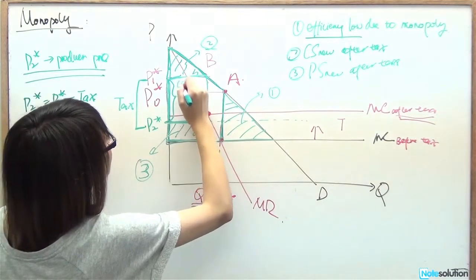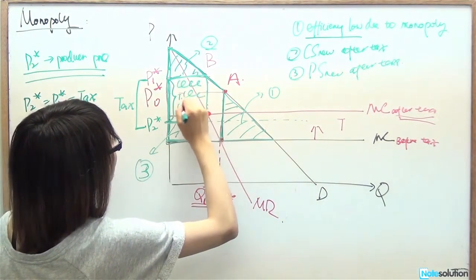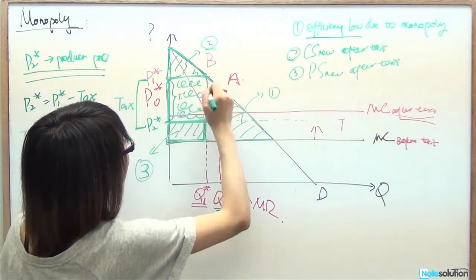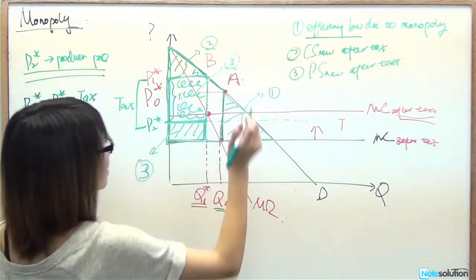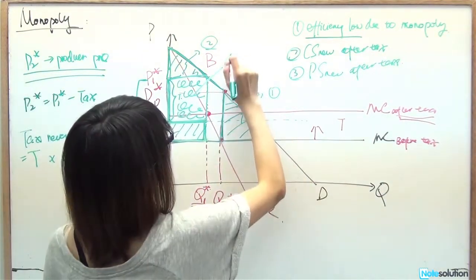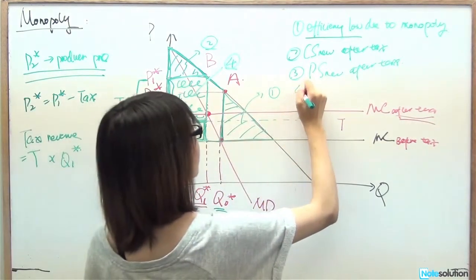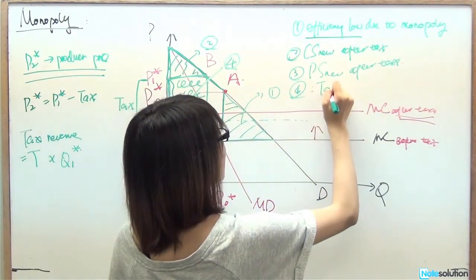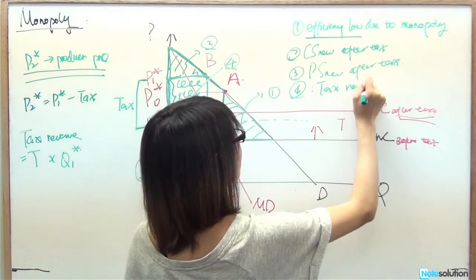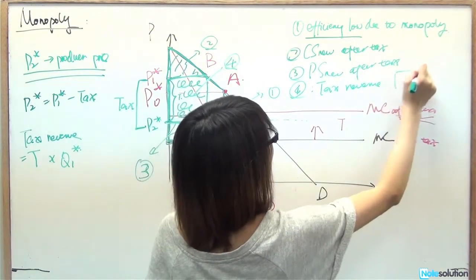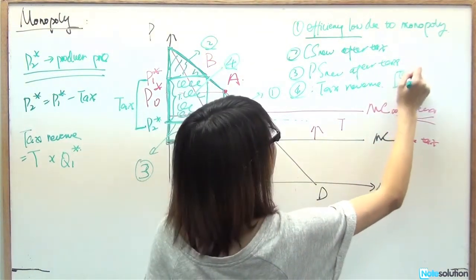So the middle rectangle, which is part 3, which is part 4, will be the tax revenue, and it's the rectangle.